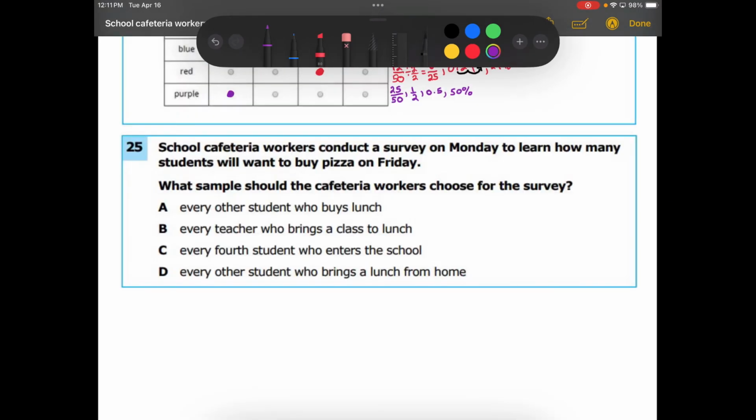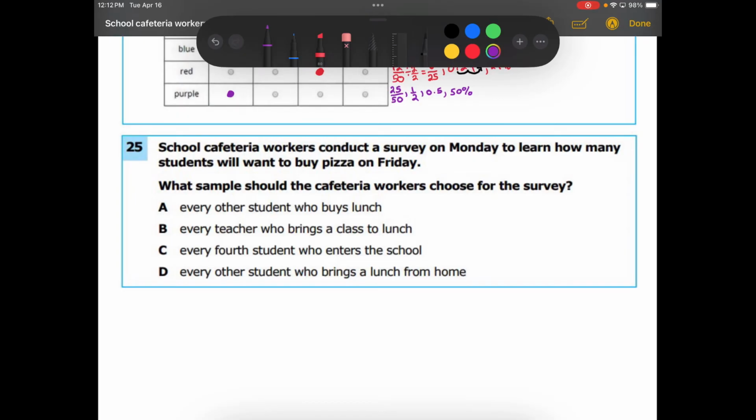Number 25. School cafeteria workers conduct a survey on Monday to learn how many students will want to buy pizza on Friday. Remember when we talked about sample types? When you were taking a survey, you're looking at different ways to collect your information. One of the ways is a biased sample. What does a biased sample mean? It's when you're setting a limit, right? It's when you say, I'm only going to ask people with black shoes today. You're setting a limit. That means anybody who's not wearing black shoes, they don't get a chance.